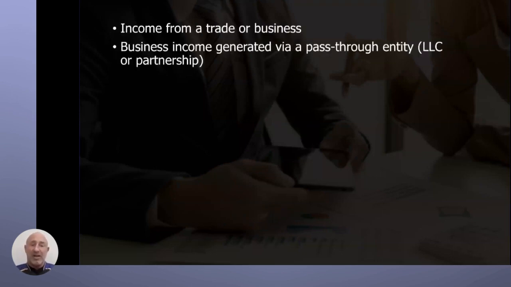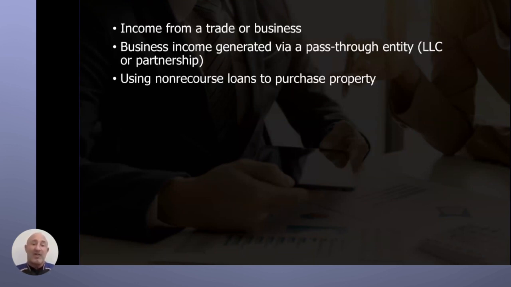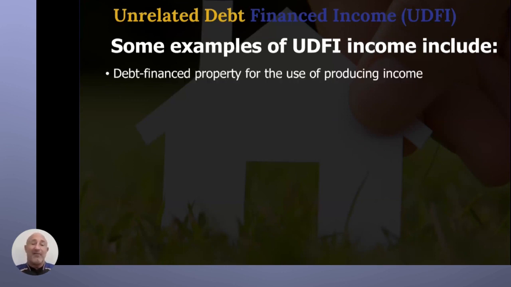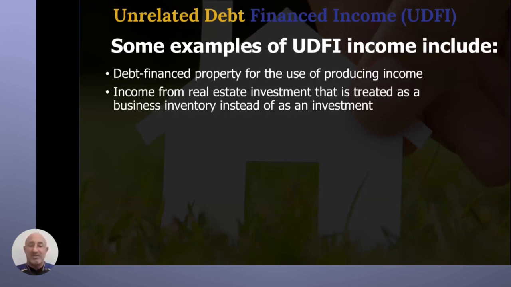Unrelated business income tax income is as follows: income from a trade or business, business income generated via a pass-through entity, LLC or partnership, using non-recourse loans to purchase properties, using margin on stocks to purchase. Then there's also what's called unrelated debt financed income. Some examples of unrelated debt financed income include debt financed property for the use of producing income, rental property, multifamily property, strip centers, that type of thing, and income from real estate investment that is treated as business inventory instead of as an investment.